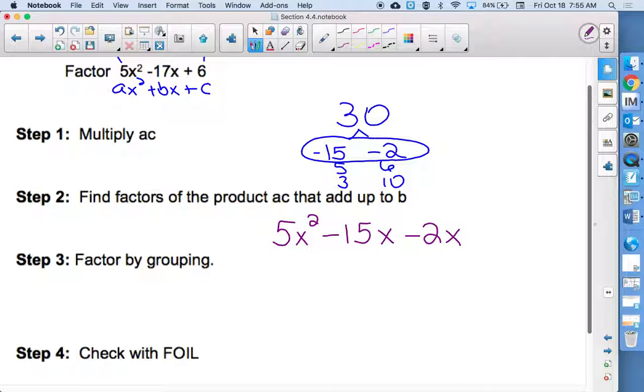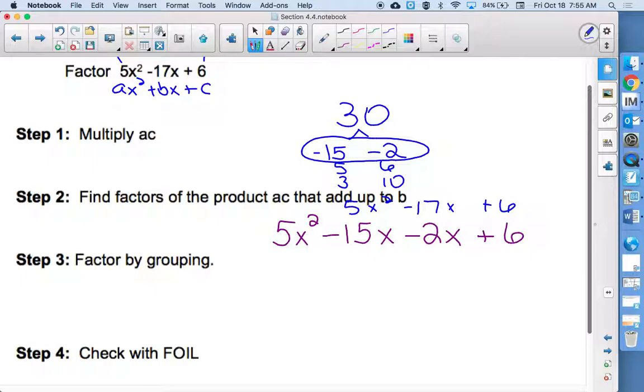Because together, these still make negative 17. So I'm just rewriting the way to have negative 17 in the problem. And then we end with the plus 6. So this still says 5x squared minus 17x plus 6, but it's written in a different way. So we just rewrote it.